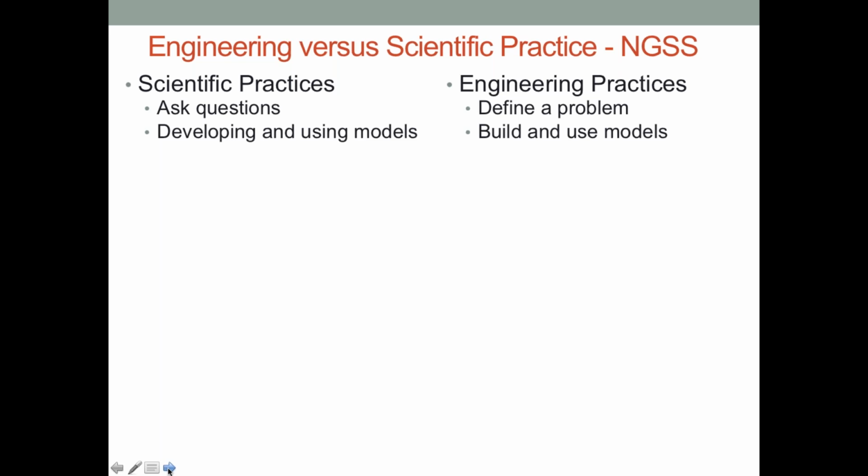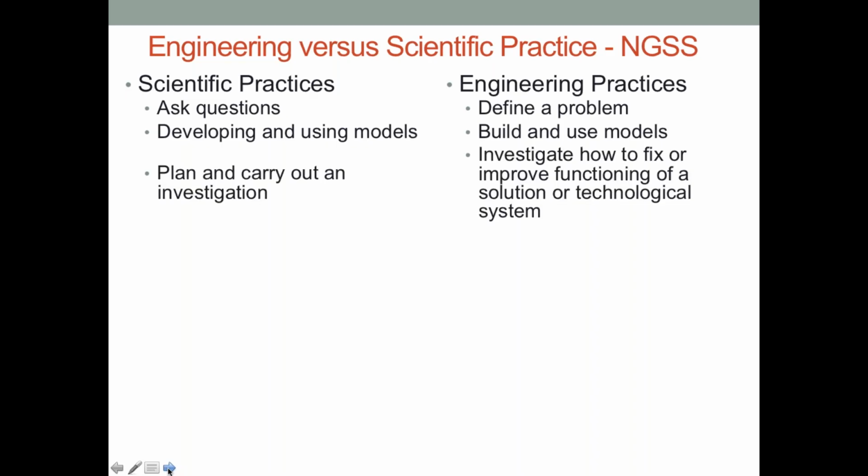Scientists develop and use models, and engineers build and use models. It's a little bit different. So scientists are trying to develop a model that captures their understanding of a phenomenon, whereas engineers build models that, yes, capture their understanding of the phenomenon, but it does more than that. It allows them to test their solutions and to see what's happening with a solution. And so I use the word build instead of develop there because it's more applicable to what they're doing.